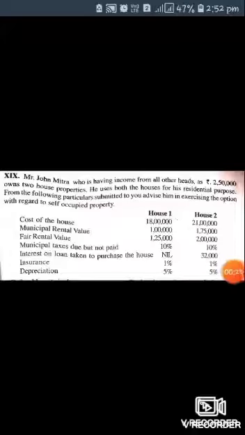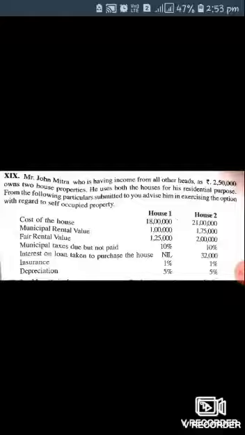Cost of the houses is 18 lakhs and 21 lakhs, and municipal rental value is 1 lakh and 1,75,000. Fair rental value of the houses is 1,25,000 for the first house and 2 lakhs for the second house. Municipal taxes are due but not paid, 10% for both houses, and interest on the loan taken to purchase the house. So he took a loan for purchasing the second house, that is 32,000, and insurance is 1% for both houses. Depreciation is also 5% for both houses.